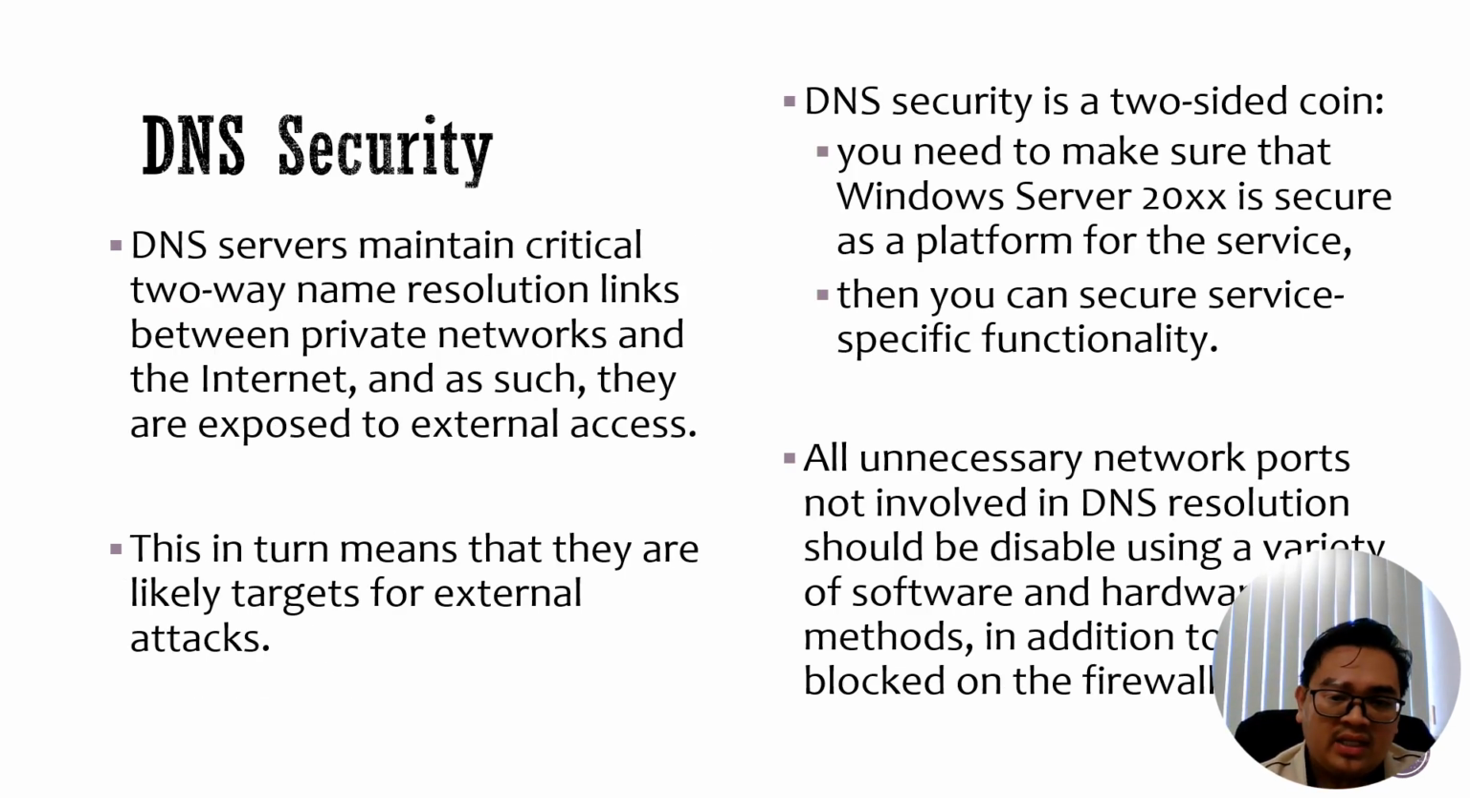Now, DNS security. DNS servers maintain a critical two-way name resolution link between the private network and the internet, and as such they are exposed to external access. This in turn means that they are a target for external attack. So basically, DNS security is a two-sided coin. You need to make sure that Windows Server is secure and performing the service. Then you can secure the service-specific functionality, and all unnecessary network services involved in the DNS solution should be disabled, using a variety of software and hardware vendors, in addition to being blocked on the firewall.